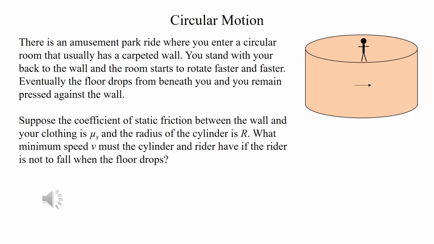So suppose the coefficient of static friction between the wall and your clothing is mu sub s, and the radius of the cylinder is r. What minimum speed v must the cylinder and rider have if the rider is not going to fall when they drop the floor? All right, so think about this. Again, this is Newton's second law. We're going to apply the sum of the forces equals ma.